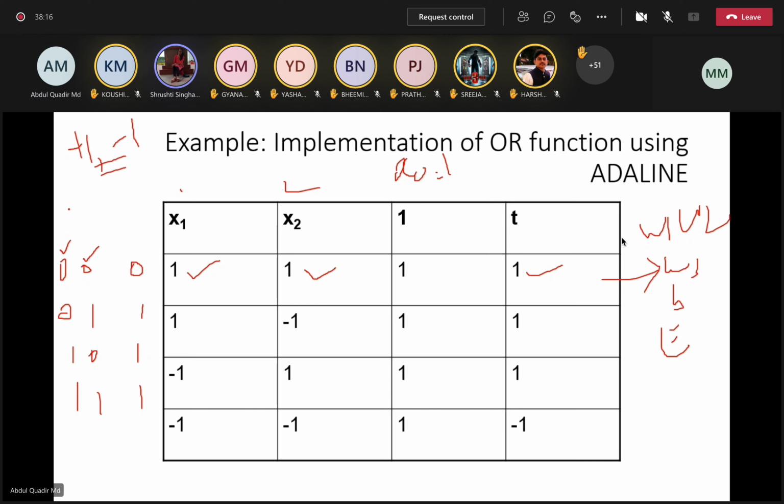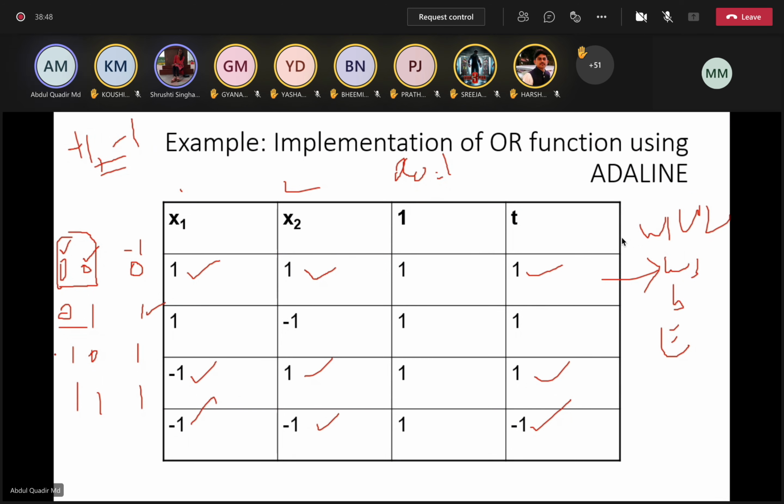Okay, sir. So that is what? 0, 0 means what? Minus 1, right? Yes. So minus 1, I have put here. And 0 means what? Minus 1, right? So I have put minus 1 here. Okay, so what is this? Minus 1, 1, right? And 1, right? So minus 1, 1 and 1, right?